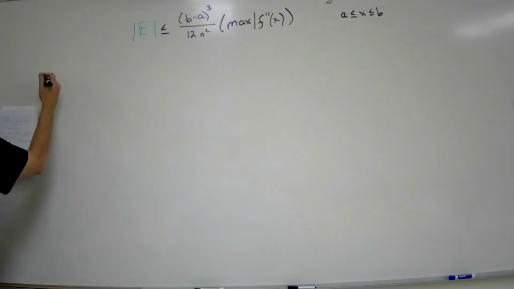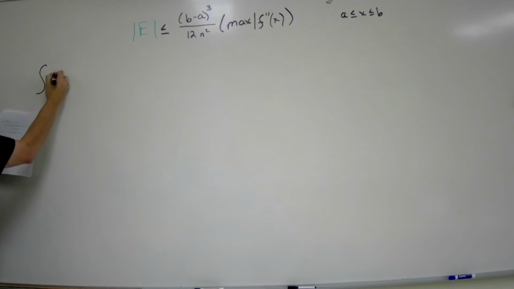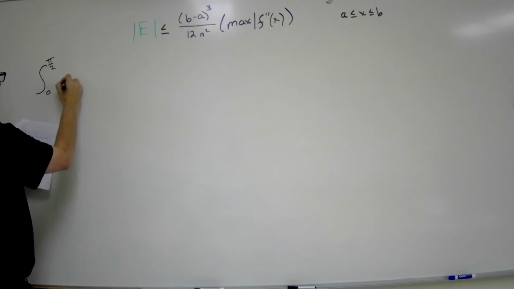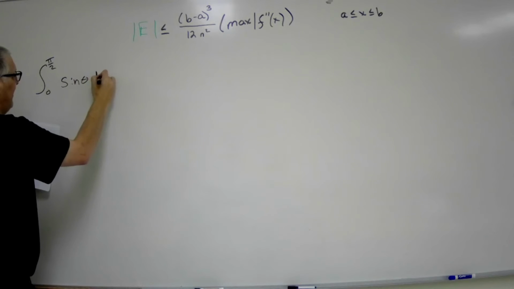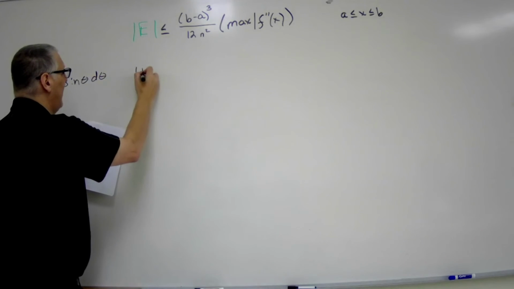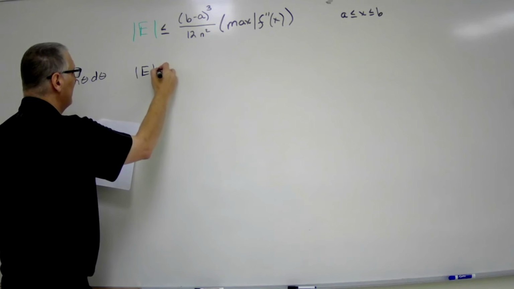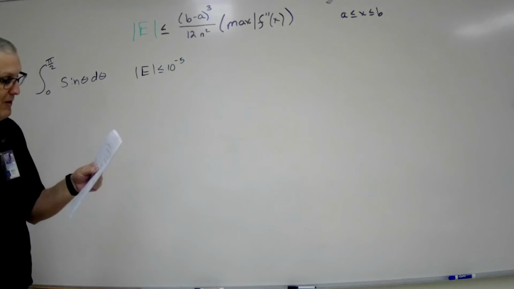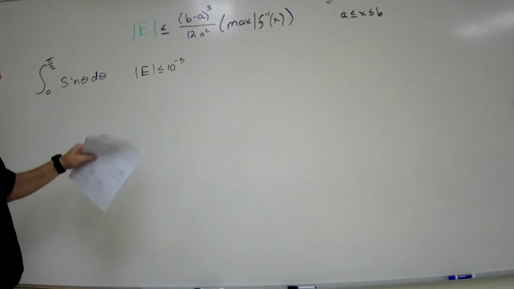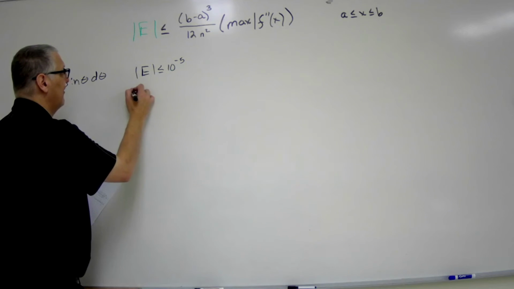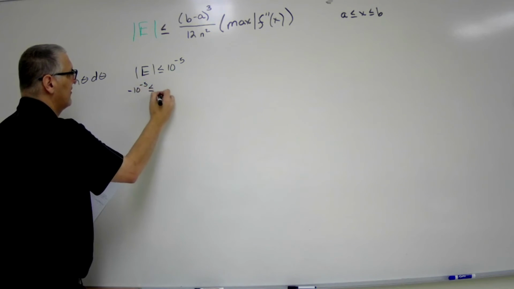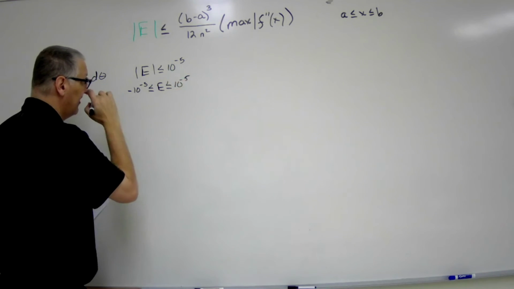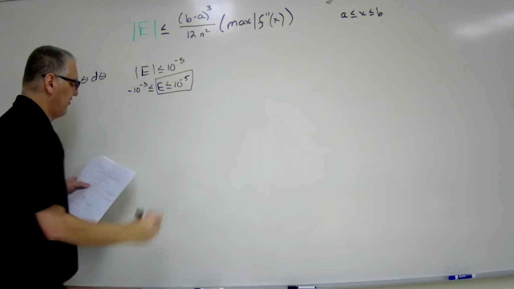Okay, here we go. Here is my function. I'm taking the integral from 0 to pi over 2 of sine of theta d theta. I want my error, the absolute value, to be less than or equal to 10 to the negative 5. Let's take care of the absolute value first and foremost. I'm going to have negative 10 to the negative 5 less than or equal to my error, which is less than or equal to 10 to the negative 5. So I'm using this one, yes?